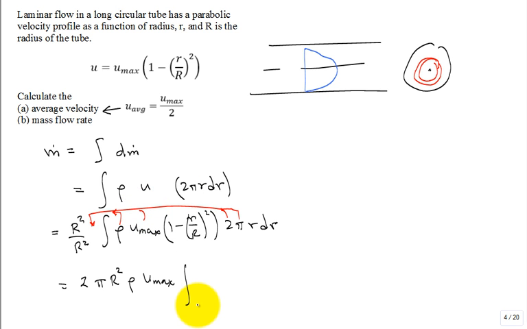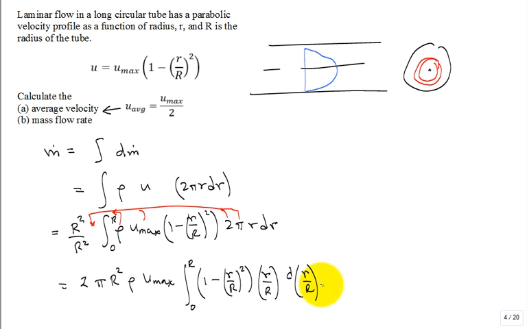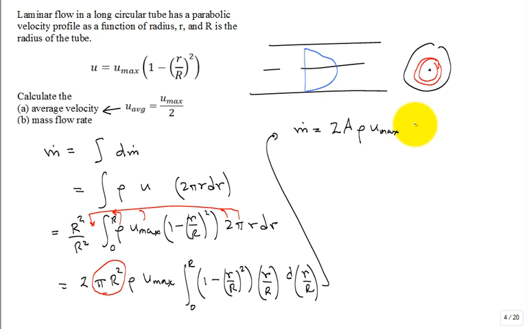And then we'll have the integral of 1 minus lowercase r over cap R, squared, times lowercase r over cap R, times d of lowercase r over cap R. And instead of integrating from 0 to cap R, we still do cap R, but we're going to now do the substitution. So the mass flow rate is 2, what is this, pi R squared? The area. Times rho times u max. All right, then we're going to have the integral from 0 to 1 of (1 minus x squared) x dx.